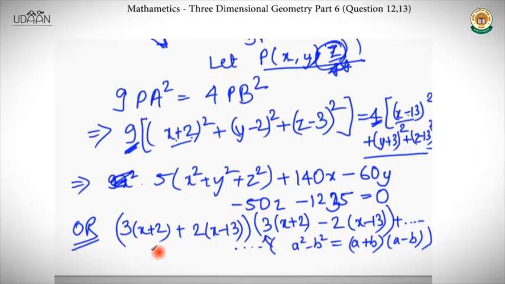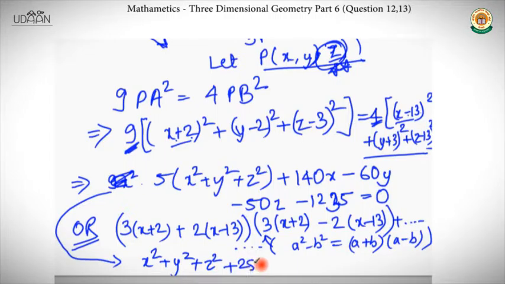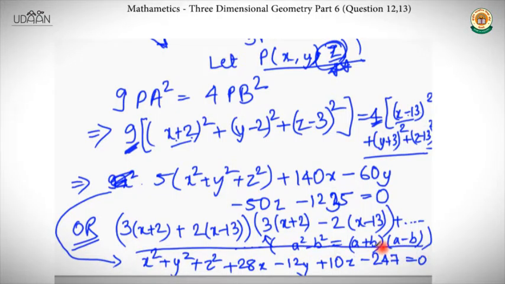Okay, correct. So this is our equation. Finally what it will yield is x square plus y square plus z square plus 28x minus 12y plus 10z minus 247 equal to 0. This is the required equation of locus of point P.